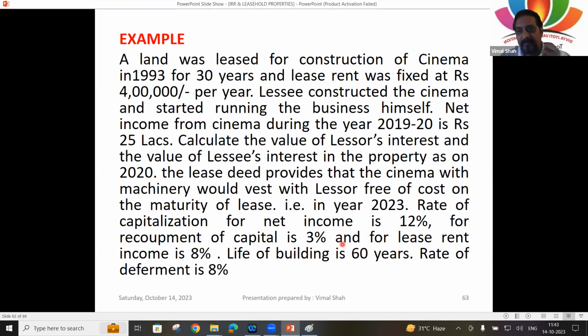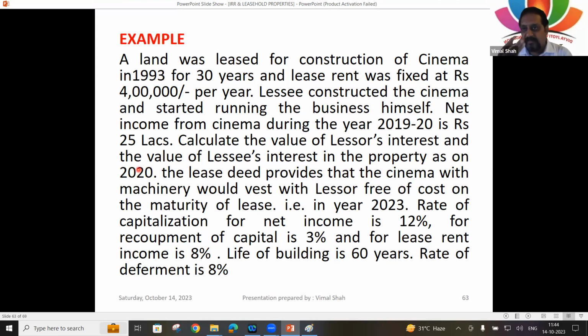So we will discuss one by one. What is the interest of lessee in the property? So what benefit lessee can get from this property? So lease started in 1993. Lease is for 30 years. So the lease is up to 2023. We are doing valuation in 2020. So lessee can run the cinema for next 3 years. Am I right?